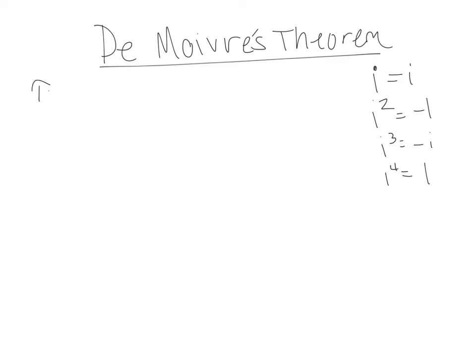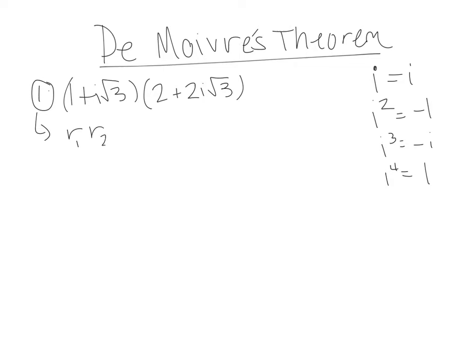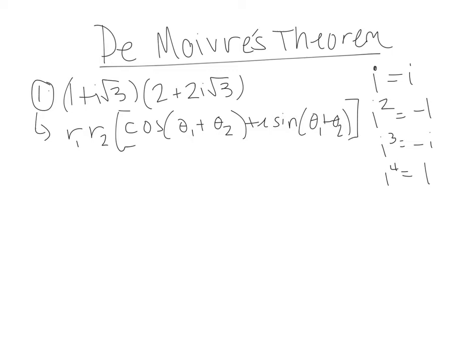So first off, you're going to multiply (1 + i√3) times (2 + 2i√3). And the theorem that we're going to use here is r1 r2 times [cos(angle 1 + angle 2) + i sin(angle 1 + angle 2)]. Let's talk about these r's first.